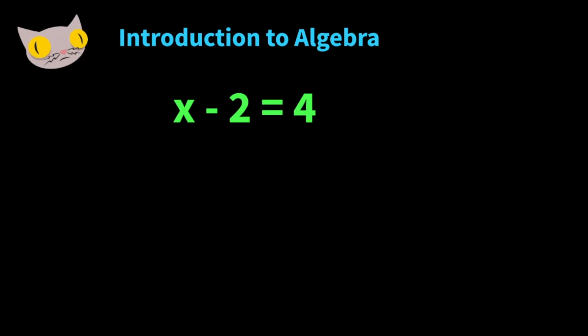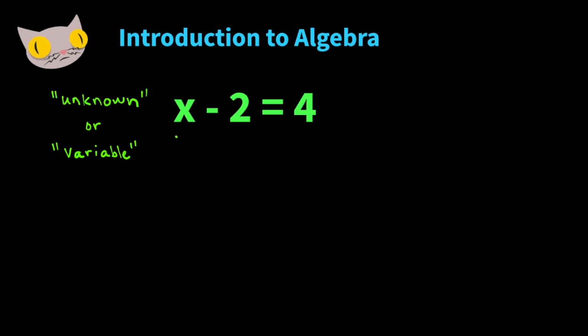Today, let's go over the basics of algebra. This is the sort of problem you might encounter when first learning algebra, where in this case we have x minus 2 is equal to 4. The x is our unknown or variable, and that's what we have to find. So how can we do that?